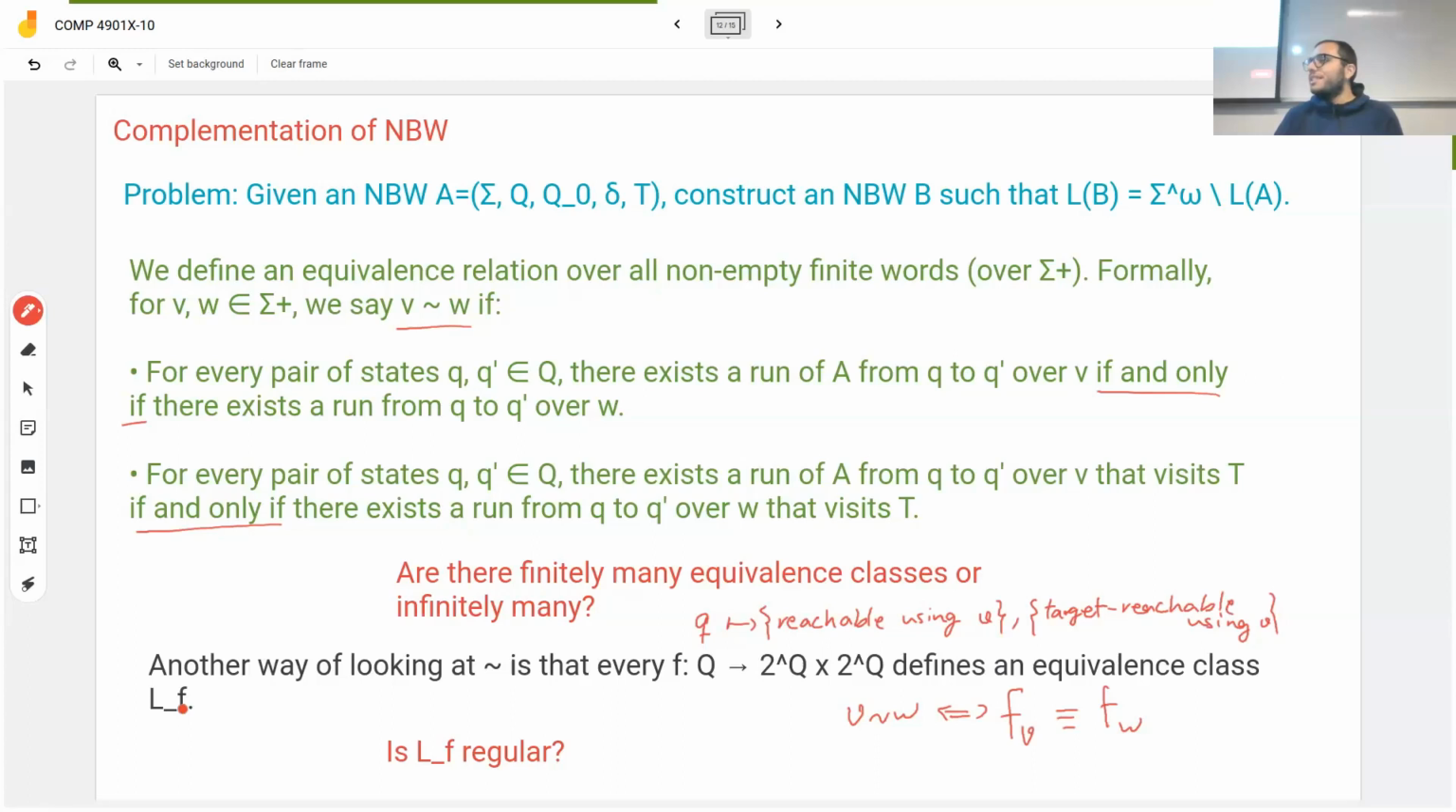Because whenever I have a set of finite strings, I want to ask, is there a non-deterministic finite automaton that accepts this set? Or a deterministic finite automaton that accepts this set? Is it a regular set? Yes or no?